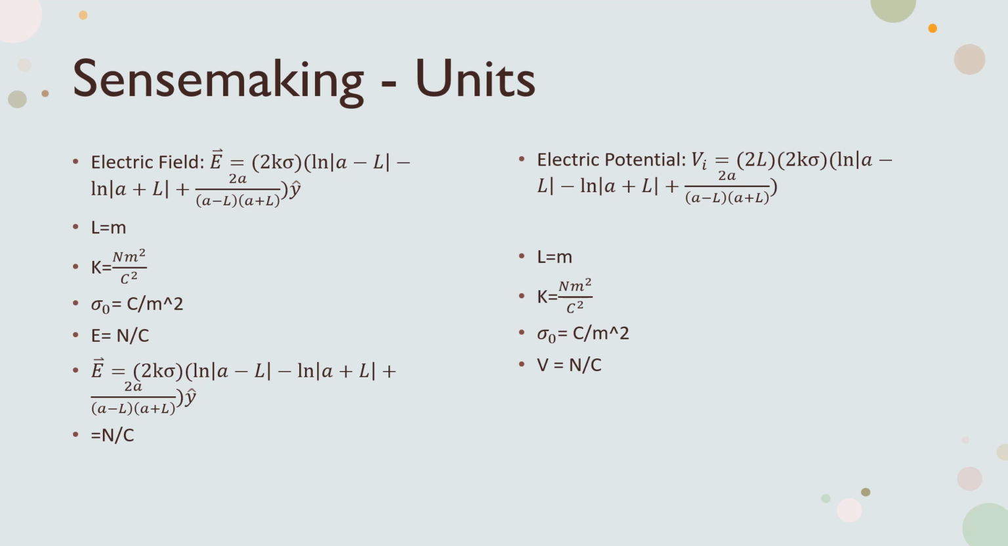So we start with our electric field equation: 2kσ times [ln(a − L) − ln(a + L) + 2a(a − L)/(a + L)] in the y-hat direction. And I know their length is going to be in meters, k is going to be Newton meters squared over Coulomb squared, sigma naught is coulombs over meters squared, and we're trying to get newtons per coulomb. So after plugging this in, we end up getting newtons per coulomb, which is what we wanted.